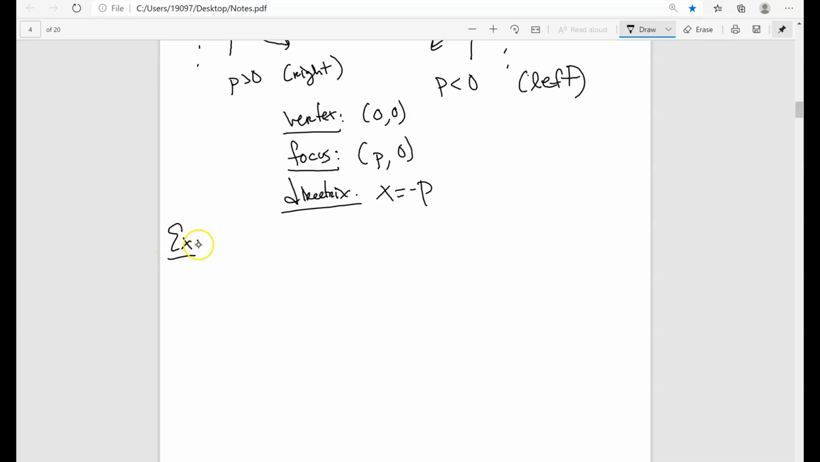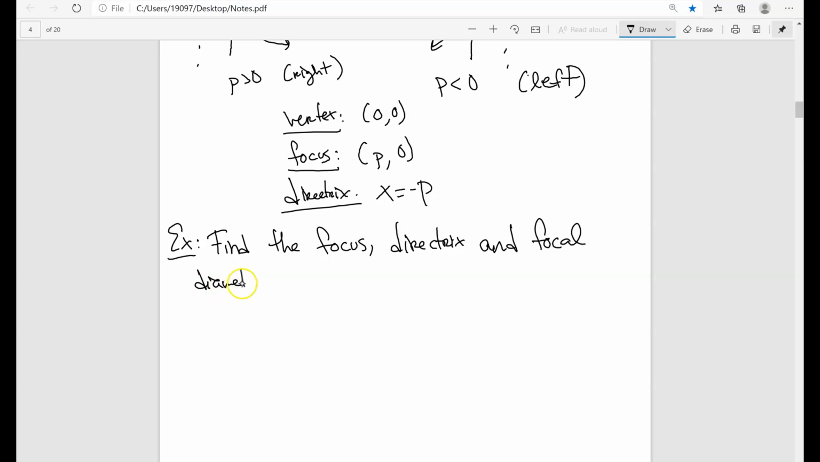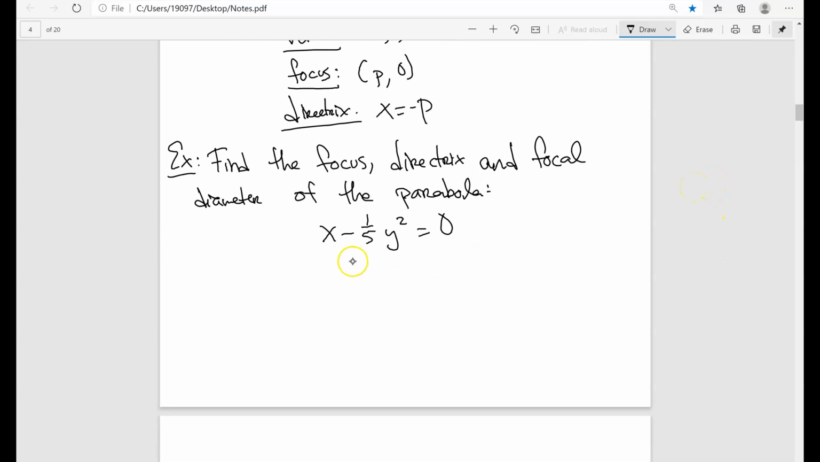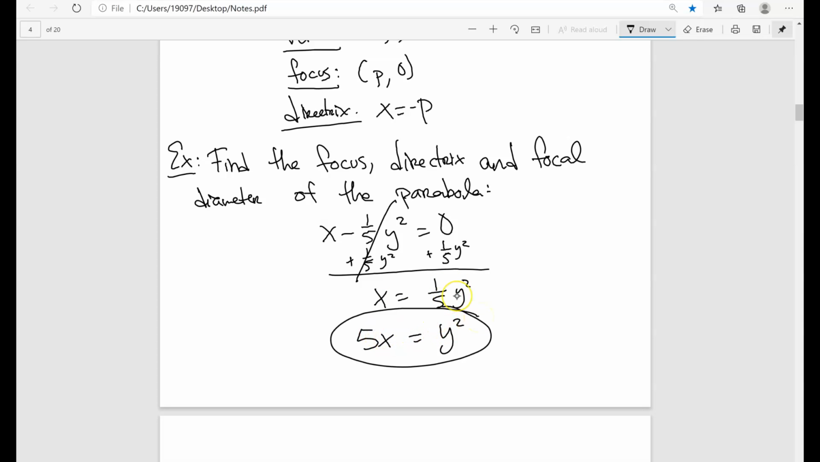So let's just do this problem. Find the focus, directrix, and focal diameter of the parabola x minus 1/5 y squared equals 0. Okay, so the first thing to do is make sure that this is in the correct form. So let me move the 1/5 y squared over. So you're going to get x is equal to 1/5 y squared. Usually the y squared is the thing that's by itself. So I move the 5 over so you get y squared equals 5x. So here is basically the equation.